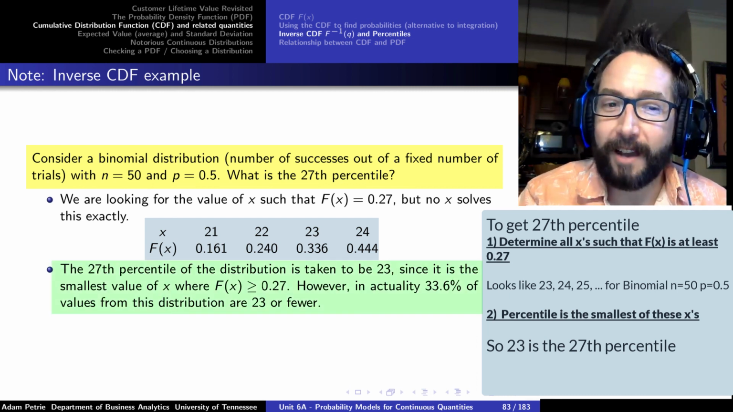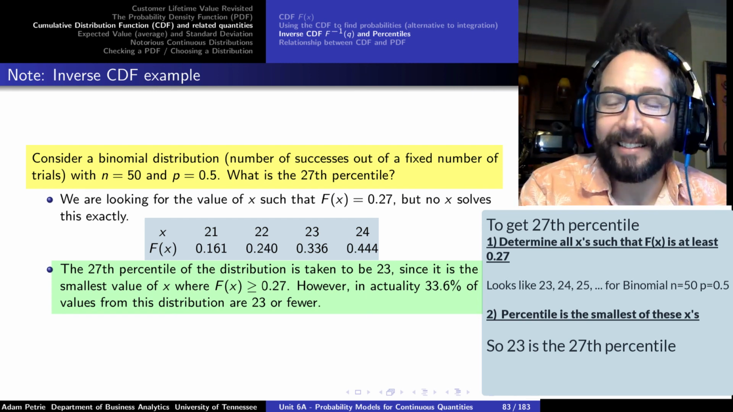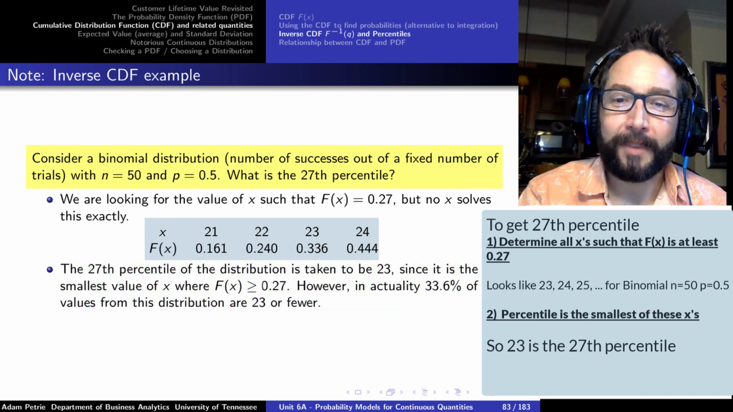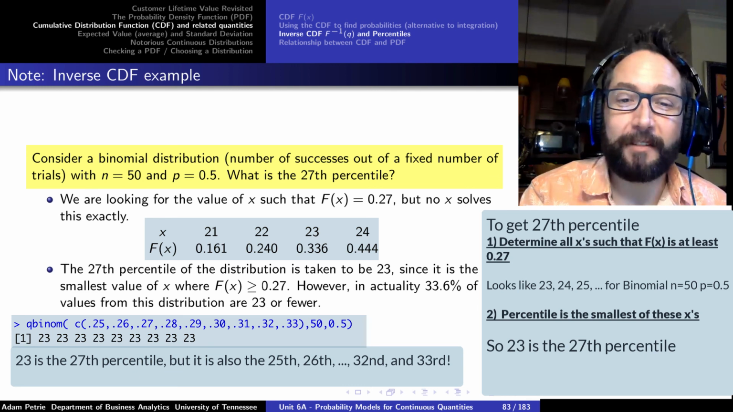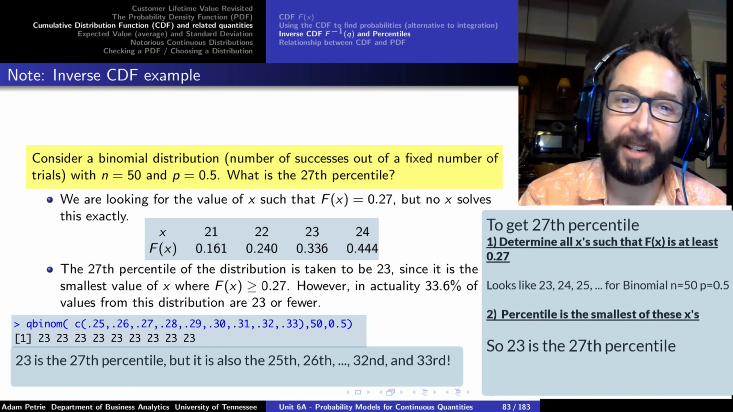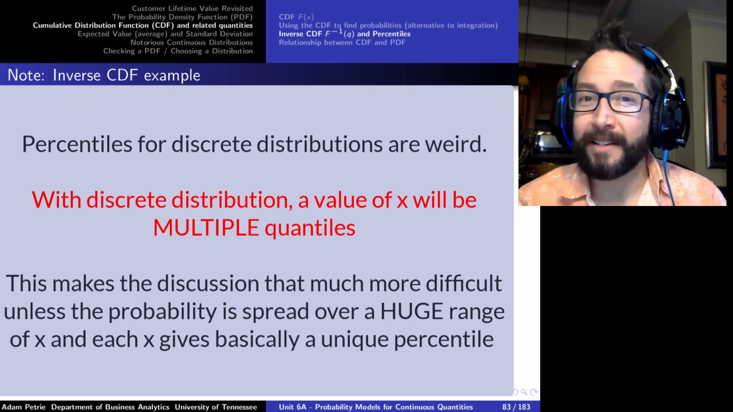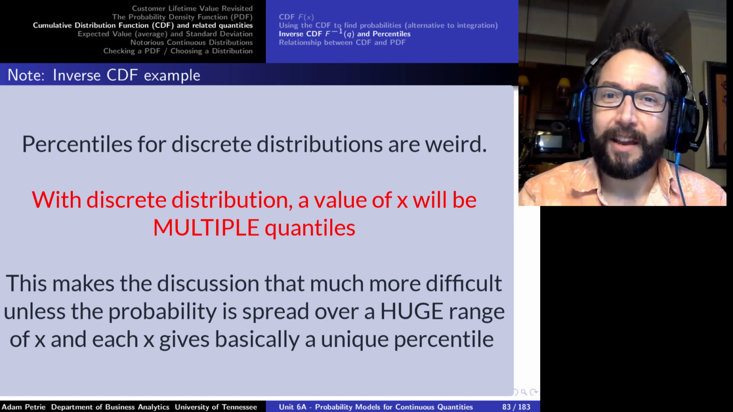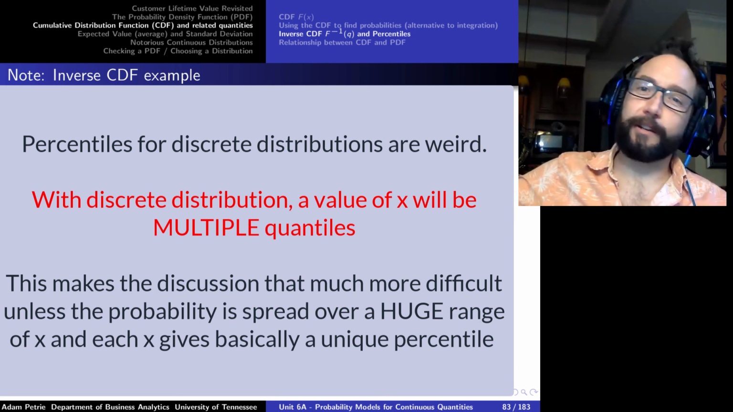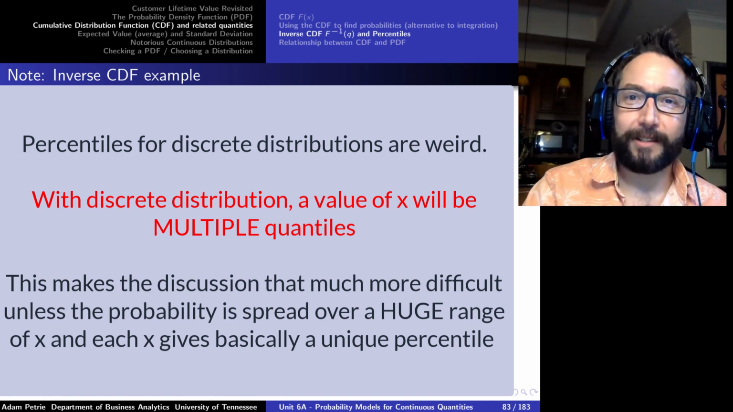So the 27th percentile of this binomial distribution is 23, but in reality, there's a 33.6% chance of observing a value of 23 or something smaller. So 23 is not only the 27th percentile, it's the 28th percentile, it's the 30th percentile, it's the 32nd percentile, it's the 33rd percentile. It's kind of a confusing discussion. So I wanted to bring it up just so that you knew how it was defined, but percentiles and quantiles are of limited use when it comes to discrete random variables, unless they're covering such a huge range that each percentile is actually associated with a unique value of x.